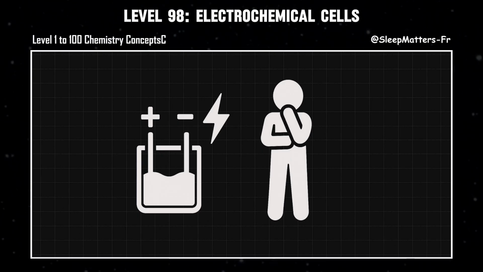But the other is the electrolytic cell. This one is different. Instead of making electricity, it uses electricity to make a chemical reaction happen. Imagine a piece of silver jewelry that has lost its shine. You place it in a special solution and connect it to an electrolytic cell. Slowly, a thin layer of shiny silver appears on the jewelry.